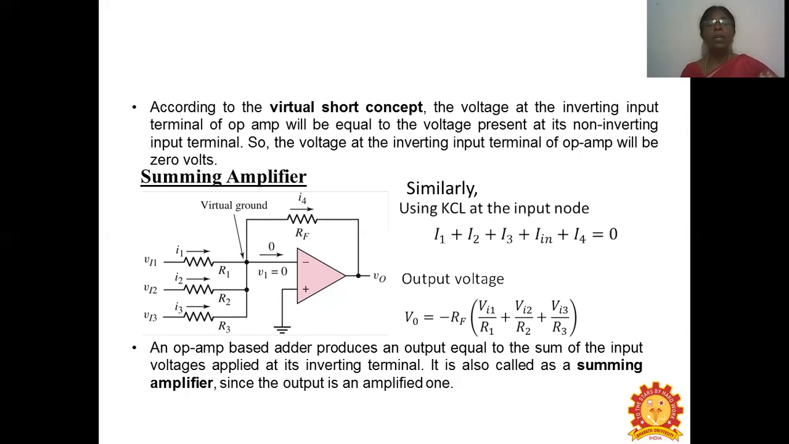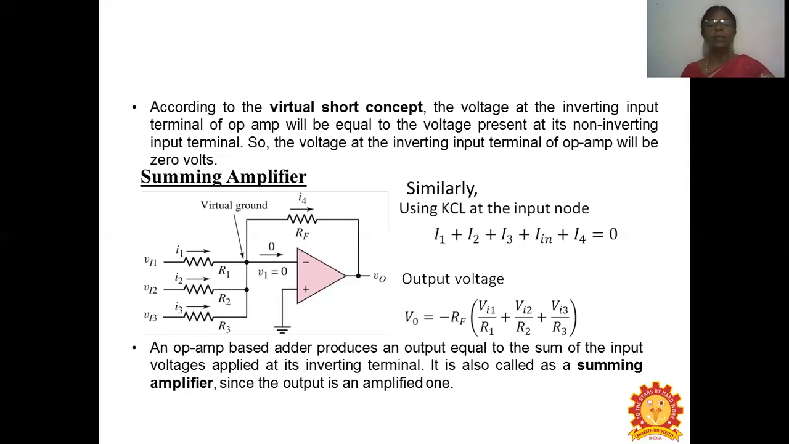Here the non-inverting terminal of the summing amplifier is connected to the ground point. So therefore the output voltage is given by minus RF of VI1 by R1 plus VI2 by R2 plus VI3 by R3. We'll see the operation of the summing amplifier. This summing amplifier produces an output that is equal to the sum of the input voltages applied at the inverting terminal of the summing amplifier circuit.